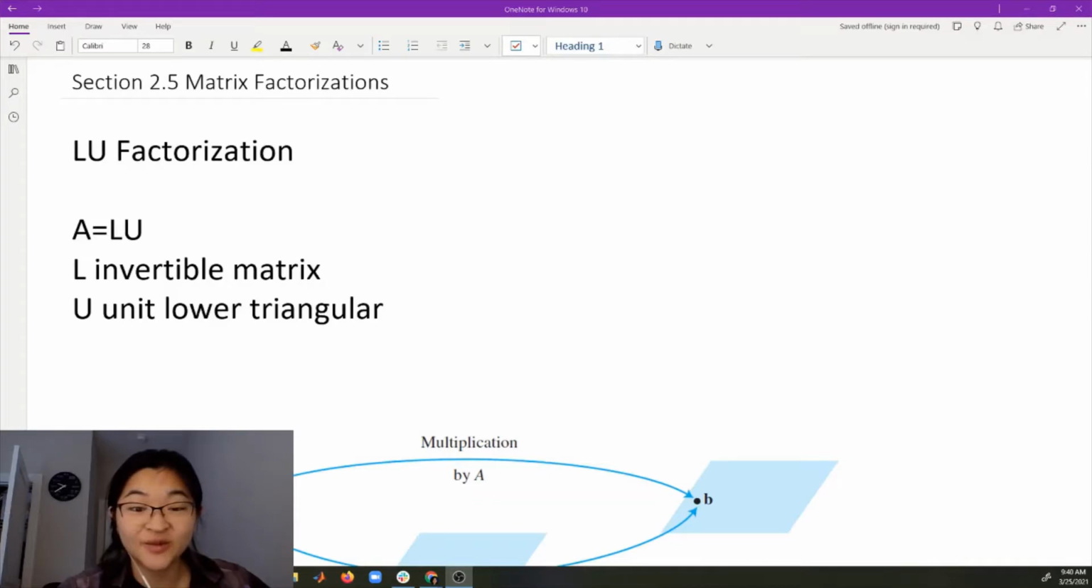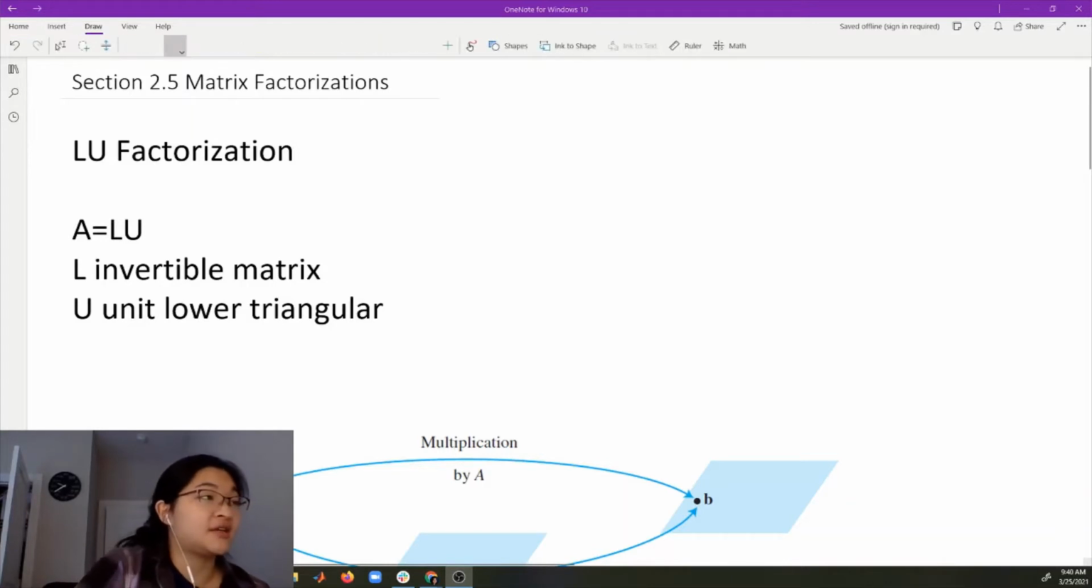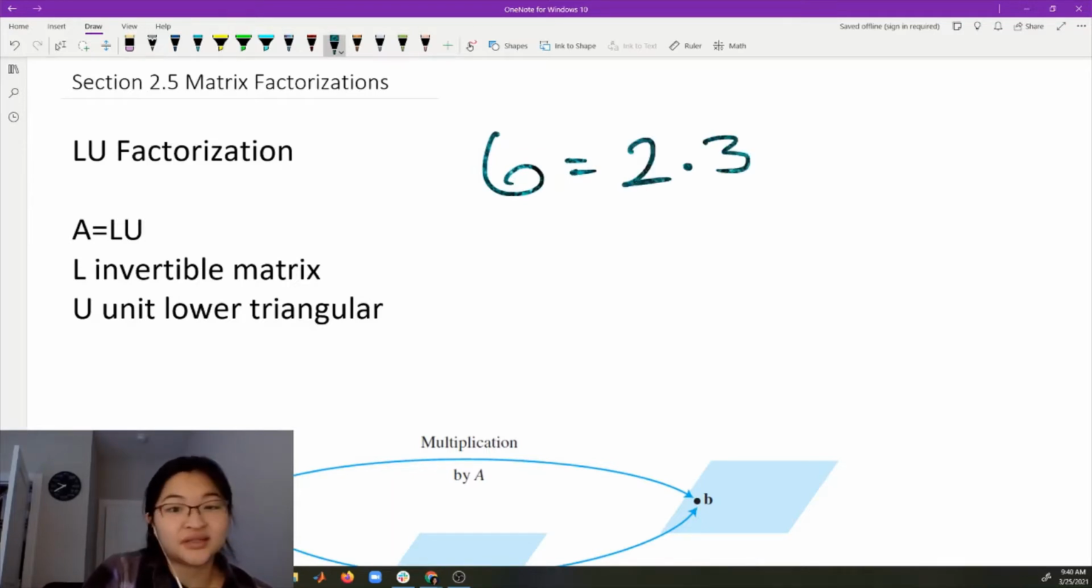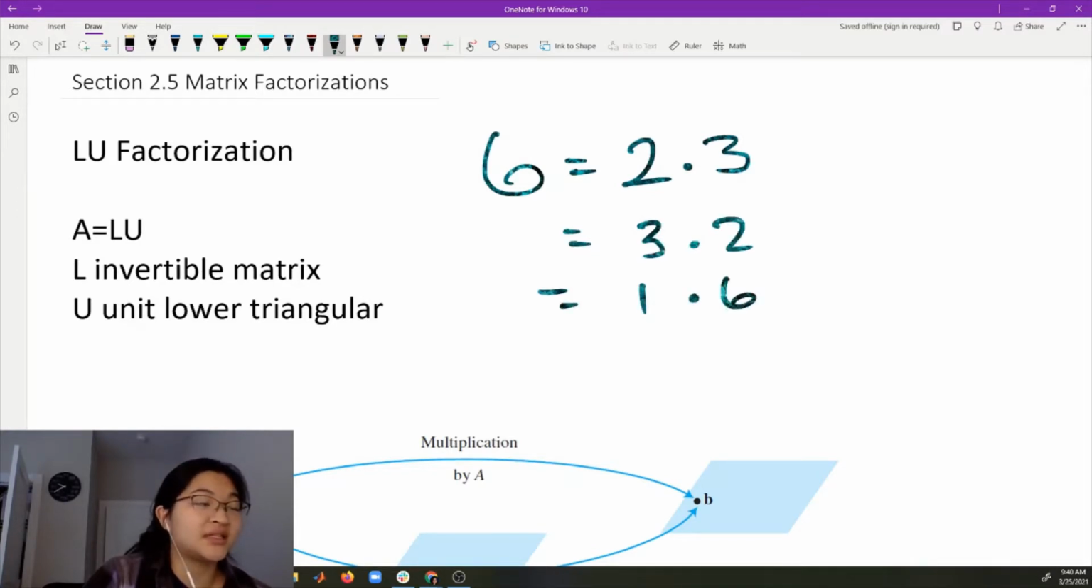Welcome back. We are looking at LU factorization, which is just like how factorization works with numbers. If you're looking at, say, 6, that's 2 times 3, but it's not unique, right? We can also factor 6 as 3 times 2 and 1 times 6 and so on.